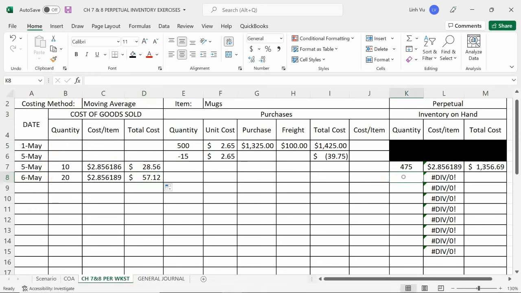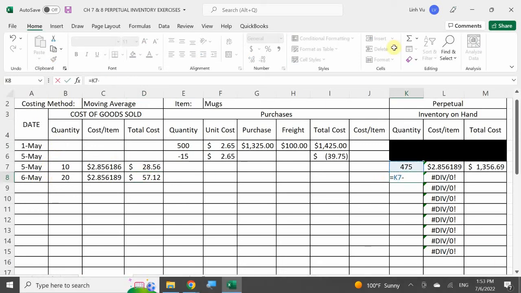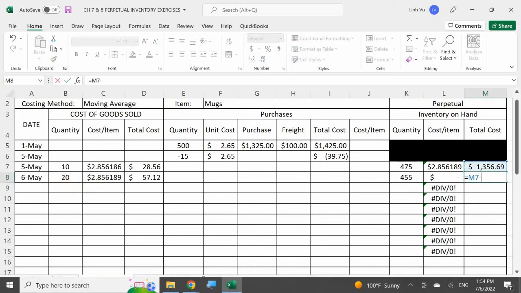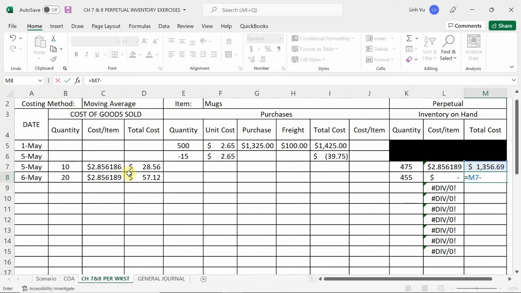So once again, I need to update my inventory because I just sold 20 units. So in this case, I started out with 475. Now I'm down to 455. Okay. Same thing with my total cost here. I sold $57.12 worth of my inventory. So that will reduce my cost down to $1299.57. Okay. And once again, my average cost per item has increased by 10,000th of a penny.